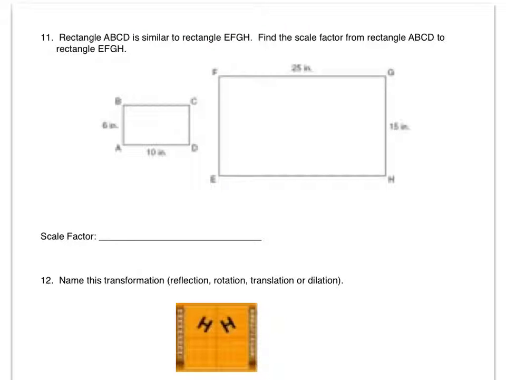Next page, we have rectangle ABCD is similar to rectangle EFGH, and mine's super blurry, but yours isn't on your paper. So we need to find the scale factor from ABCD, so we know it's our original one, to rectangle EFGH, so we know that's our new one. So remember, we just said scale factor equals new over original.